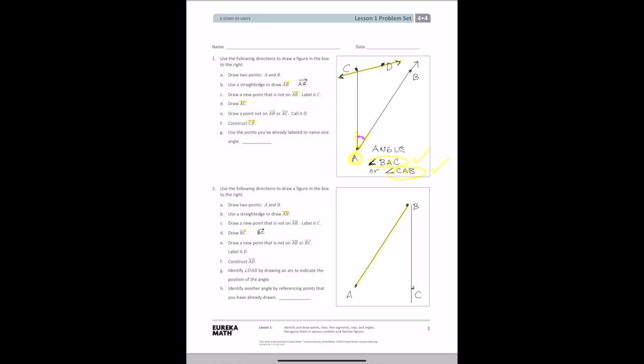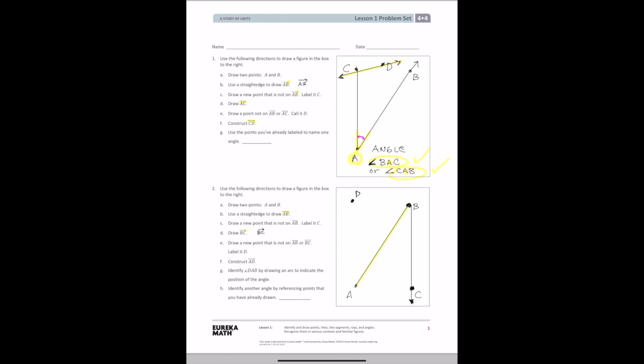All right, and just to be clear, we know it passes through B, so we can make our point a little larger so it's correctly diagrammed. And then we know it's a ray, so we have to have an arrow down here pointing B to C in the direction from B to C. Very important. And then E, draw a new point that is not on AB or BC. So AB the line segment or BC the ray. Label it D. Okay, so a new point somewhere, D. Let's give it a try. Let's put D over here.